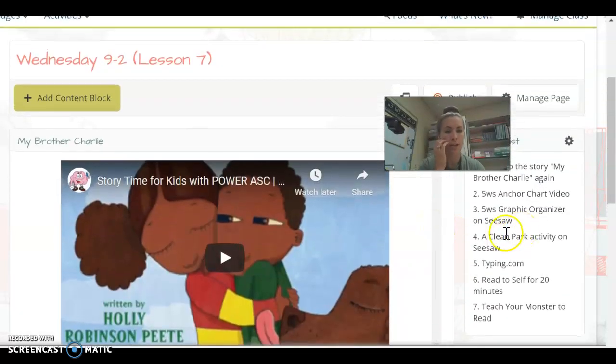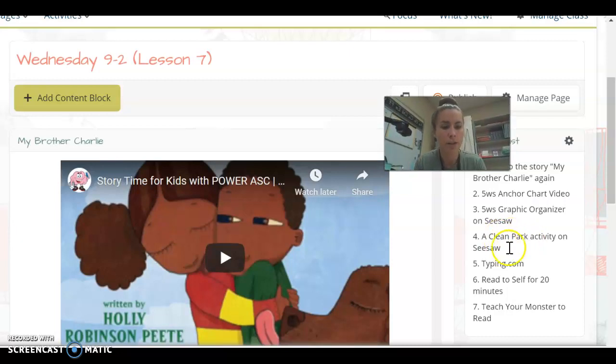There's also a Clean Park activity on Seesaw where you're going to write a quick little paragraph, a little reading response in a journal, and take a picture of it and upload it. This helps us think about why a character's actions affect the plot of a story. So how do the choices a character makes change the problem in the story or the solution in the story or change anything about the story? So that's what we're going to talk about with our Clean Park activity.